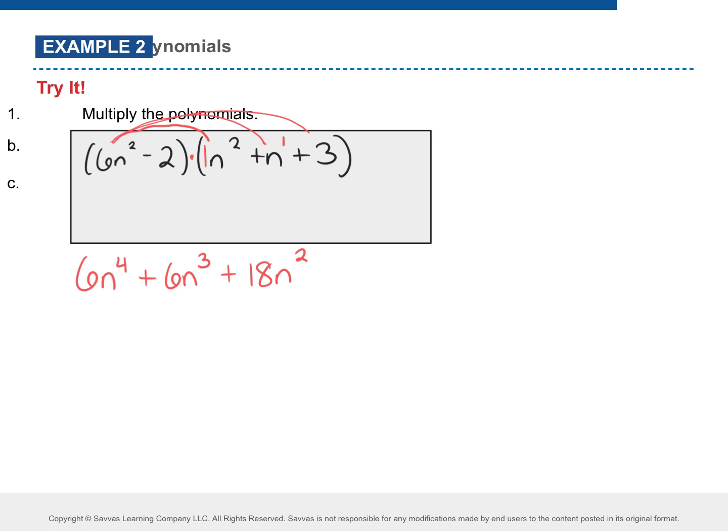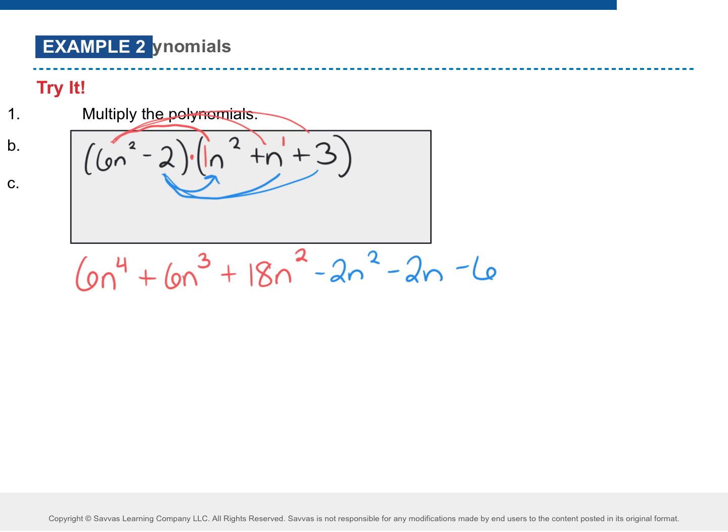Now what do I do? Yep, negative 2 times n squared. Negative 2n squared. Negative 2 times n. Negative 2n. Negative 2 times 3. Negative 6.